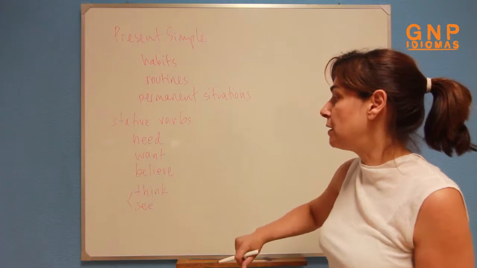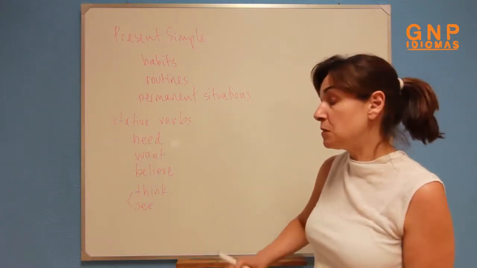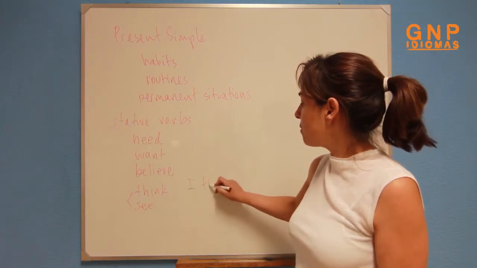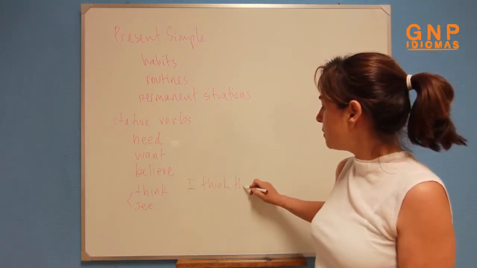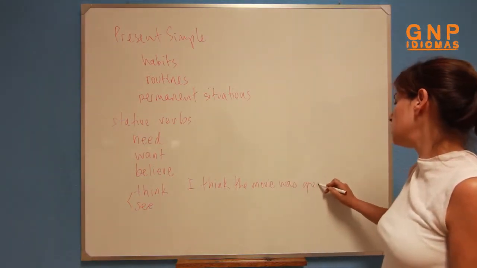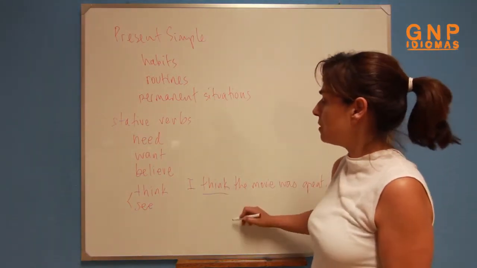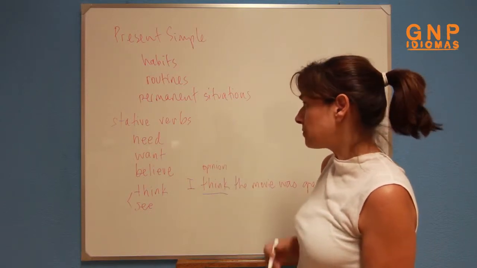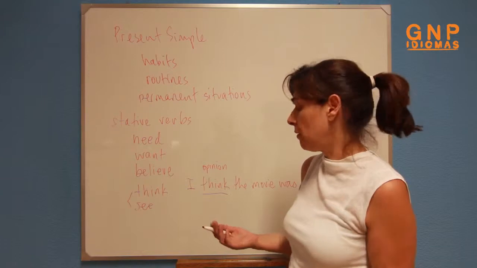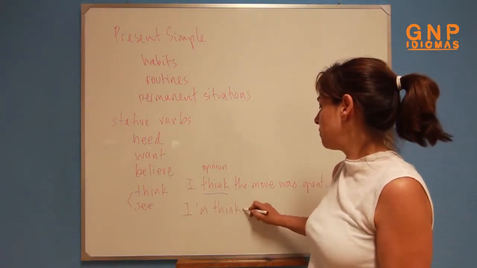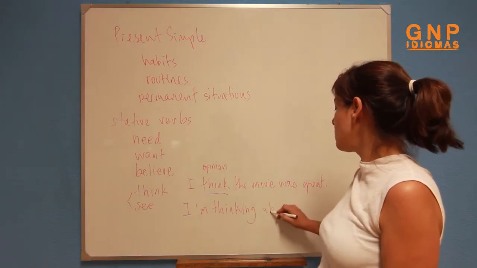Now, these verbs are both stative verbs if they're in a certain context. So, if I were to say, I think the movie was great, that's a stative verb. Because here, this is an opinion. But if I say, what are you doing? And somebody says, I'm thinking, then that's an action. I'm thinking about the summer.